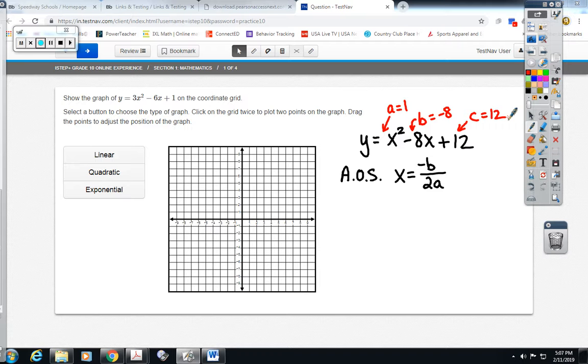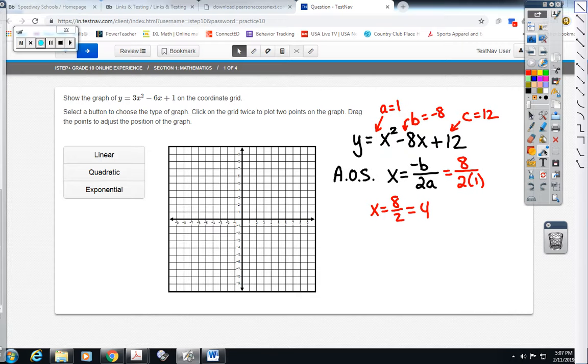So, in this case, negative b would be positive 8 over 2 times a, which is 8 over 2, or 4. Now that axis of symmetry implies that we have the line of symmetry that passes right through the middle of our parabola, located on the line x equals 4. So our parabola is centered on that line.